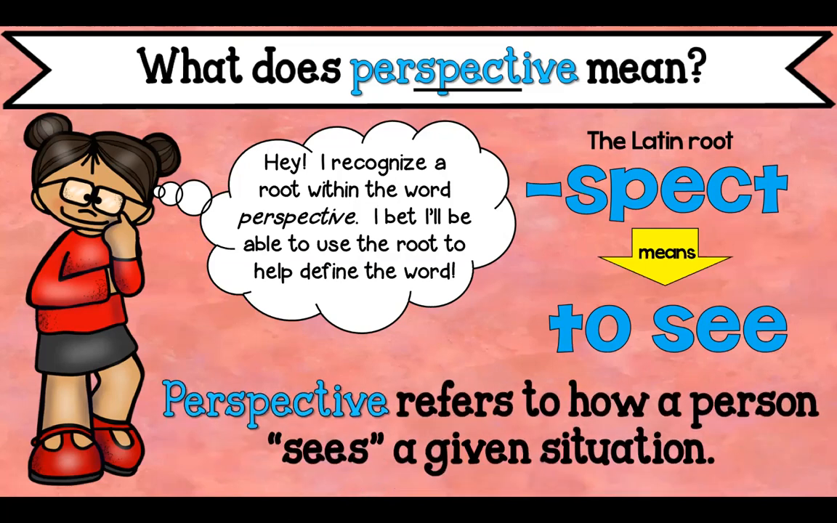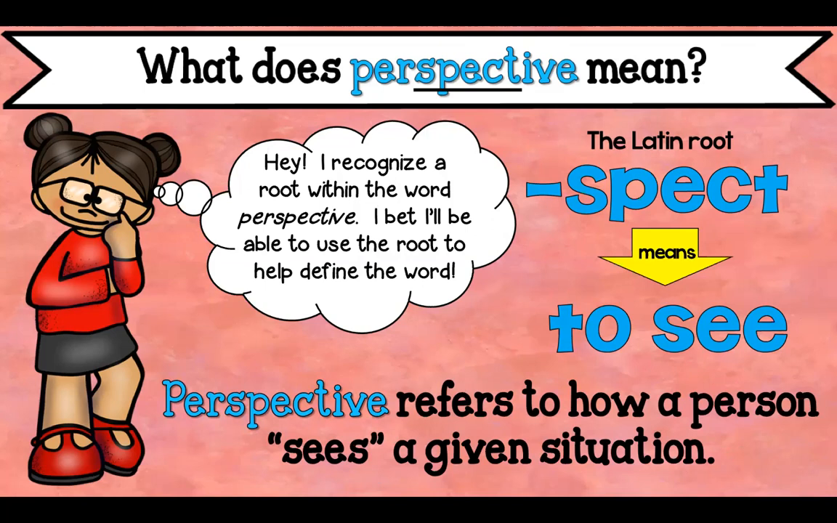It refers to how a person sees a given situation. So when I see two people arguing, my perspective, I see that they are not having a good time or that they're fighting. That's my perspective. That's what I see in a given situation. And what I see, my perspective, might be different from your perspective or from the character's perspective.